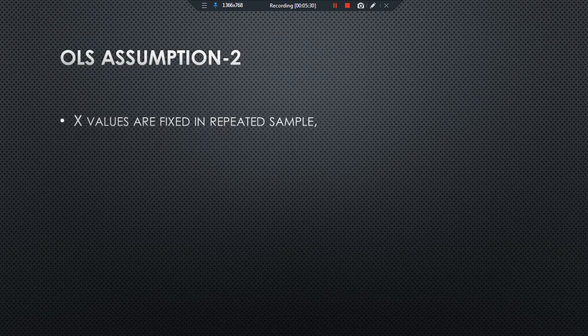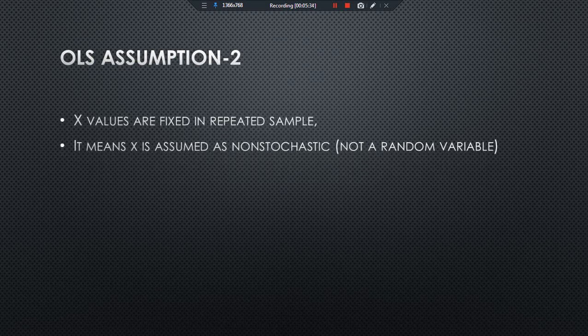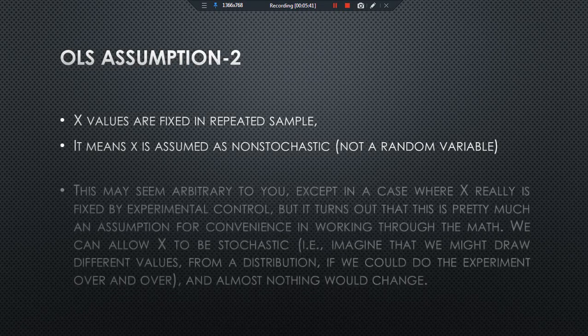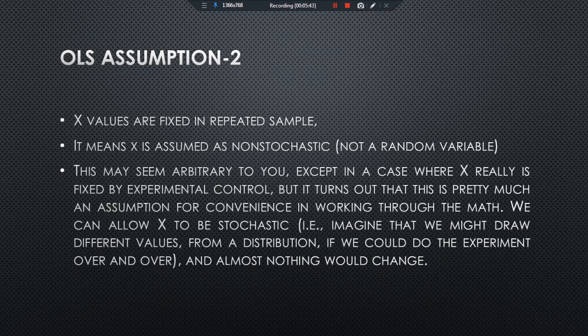Assumption 2: x values are fixed in repeated samples. It means that x is assumed to be non-stochastic. This means that x is a non-random variable. This may seem arbitrary to you, except in a case where x really is fixed by experimental control. But it turns out that this is pretty much an assumption for convenience in working through the maths.